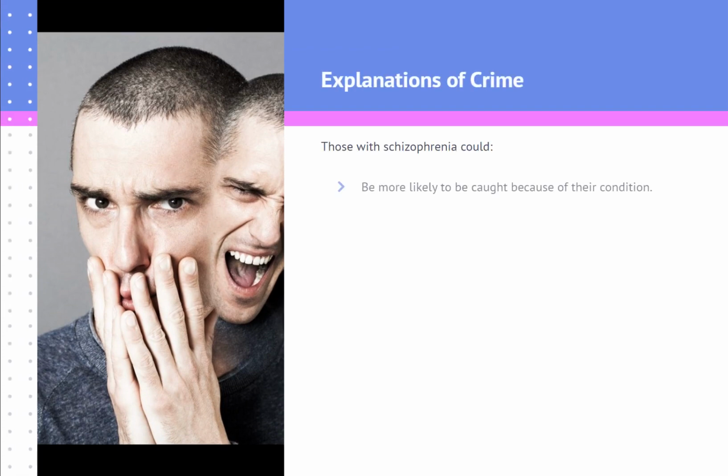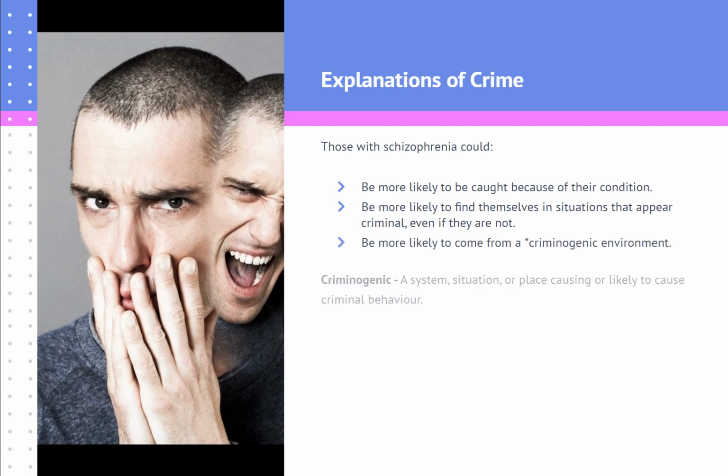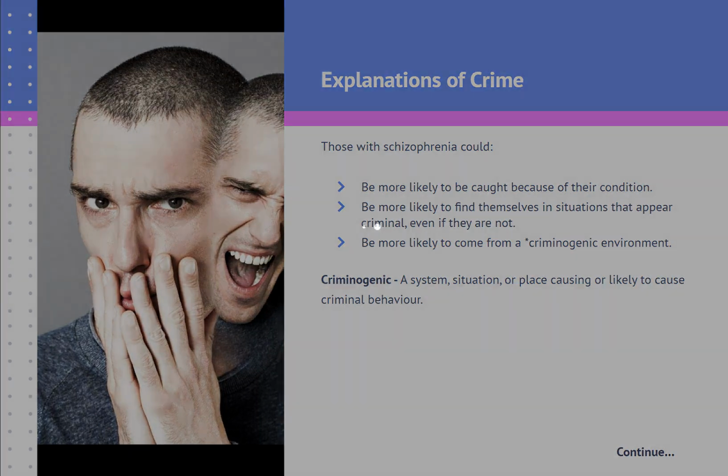Those with schizophrenia could be more likely to be caught because of their condition, be more likely to find themselves in situations that appear criminal, even if they're not, and be more likely to come from a criminogenic environment. Criminogenic: a system, situation, or place causing or likely to cause criminal behavior.